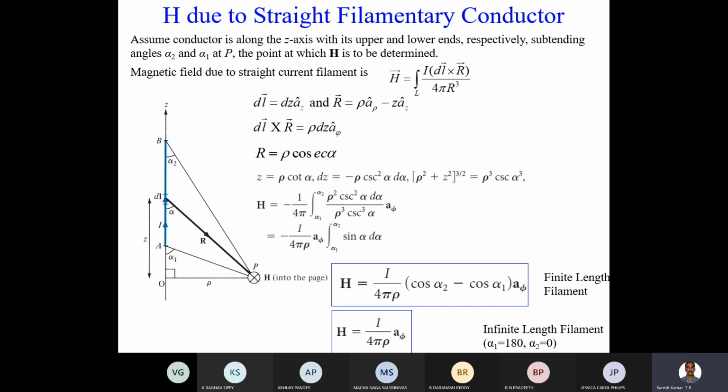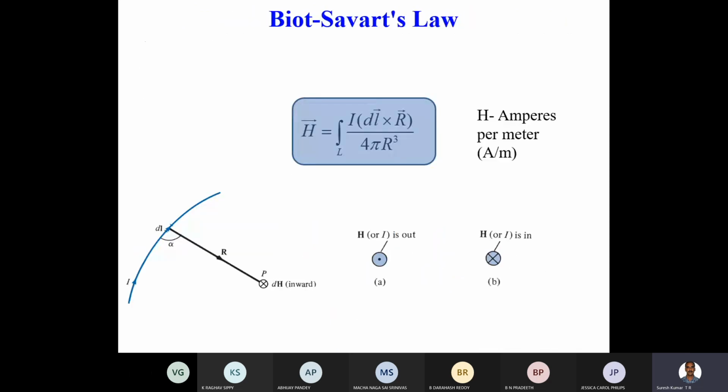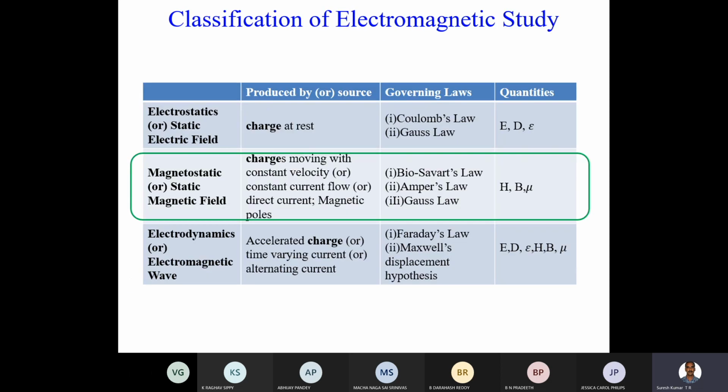The portion for CAT 2 will be up to this chapter, that is Biot-Savart's law to calculate magnetic field due to arbitrary current carrying elements. In the last class, we started focusing on the magnetostatic part. The governing equations are Biot-Savart's law and Ampere's law.